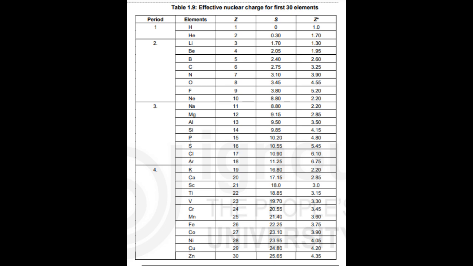Effective nuclear charge felt by electrons also depends on the oxidation state of an atom in a compound. The higher the oxidation state of the atom, the higher will be the effective nuclear charge felt by the electrons, and therefore, smaller will be the atomic radius. Thus, the ionic radius of Fe3+ ion will be smaller than that of the Fe2+ ion. Table 1.9, Effective nuclear charge for first 30 elements.